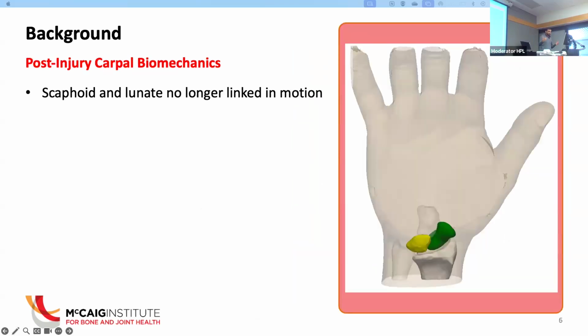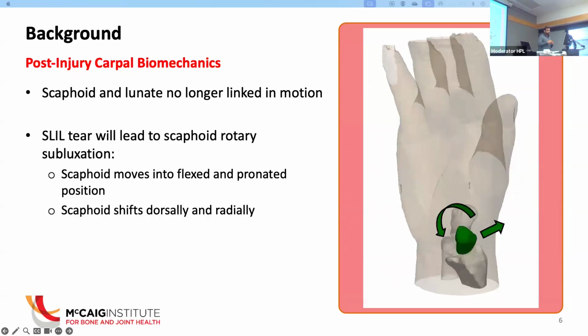And then when the scapholunate interosseous ligament is torn, along with attenuation of secondary stabilizing ligaments, that means that the scaphoid and lunate are no longer linked in their motion. This tear often occurs in the dorsal component of the scapholunate ligament, which is the thickest component of the ligament and provides the most stability to those bones. And so this lack of tether force between the scaphoid and lunate causes scaphoid rotary subluxation, and that's characterized by the following movements.